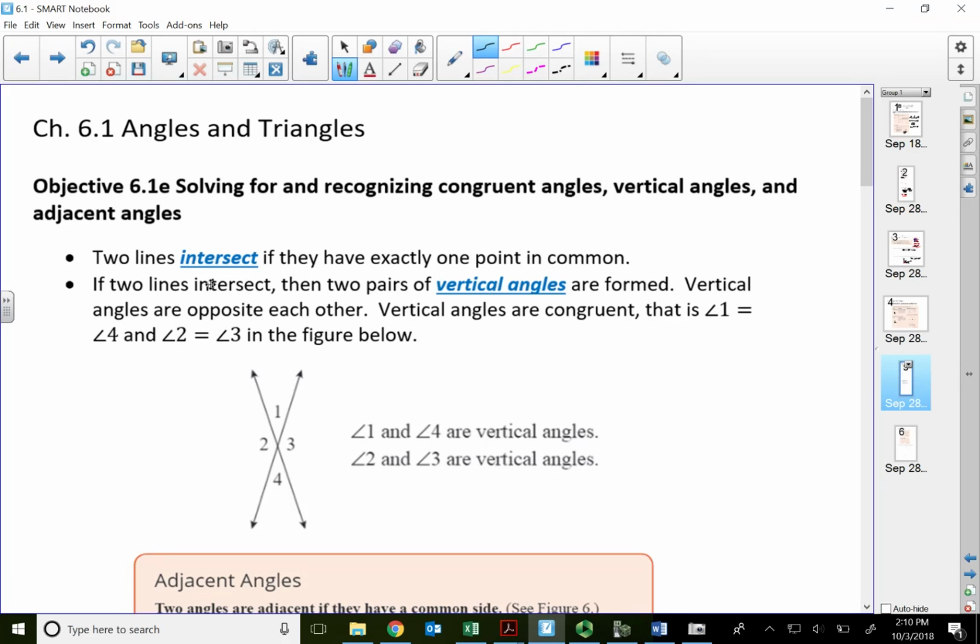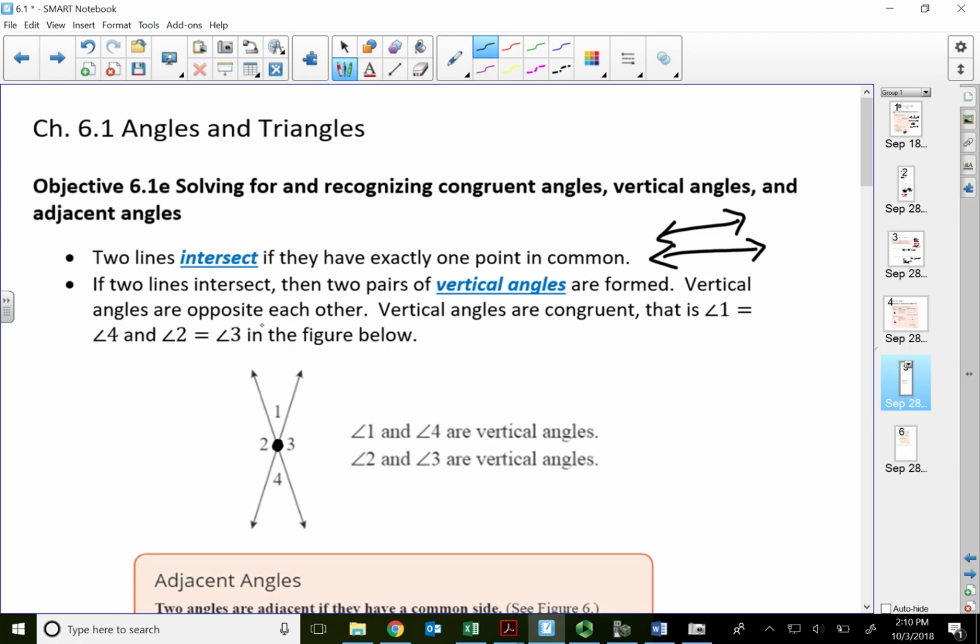All right, so quickly, two lines. We know two lines can intersect if they have exactly one point in common. From the previous video, we also see two lines don't have to intersect if they are parallel. But if they do intersect, they will only intersect at one common point. So whenever we see two lines intersecting at one common point, then the two pairs of what we so-called vertical angles are formed.